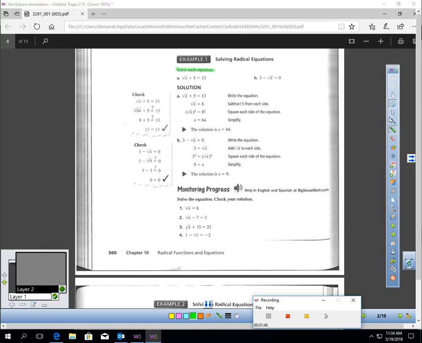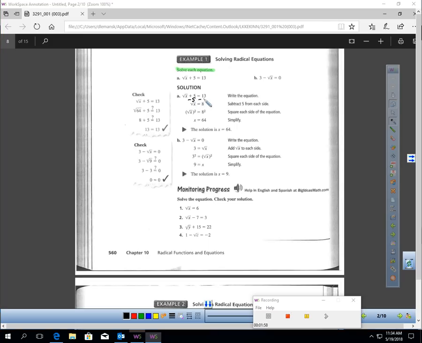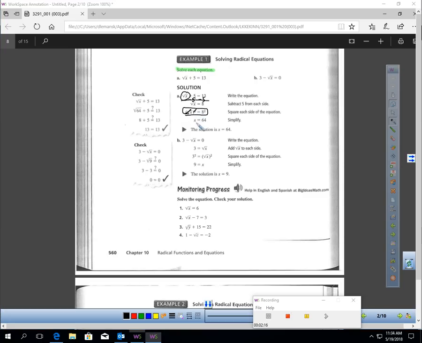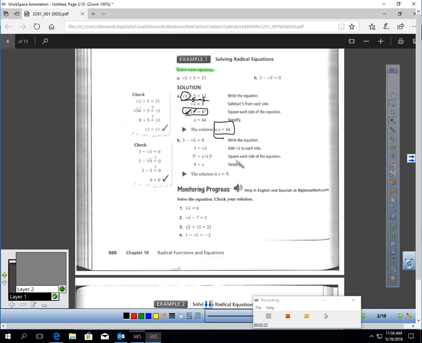So let's solve each of these equations. The first equation, square root of x plus 5 equals 13. First step, take away 5 from each side because I have to get the radical by itself. When I do that, I get square root x on the left and 13 minus 5 is 8 on the right. Now that the radical's isolated, do you notice what they're doing here? They are squaring both sides of the problem. A square and square root cancel, so I have x on the left and 8 squared, 64, on the right. The answer would be x is 64.